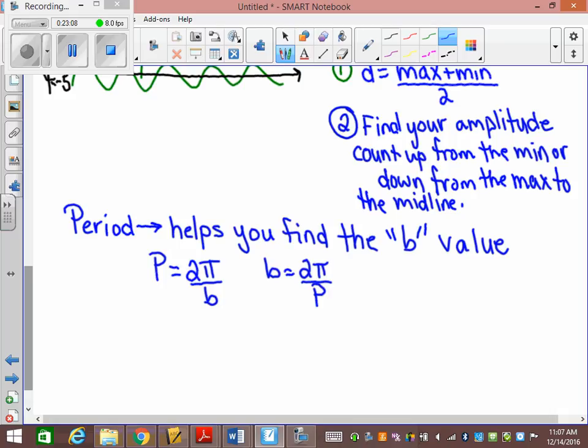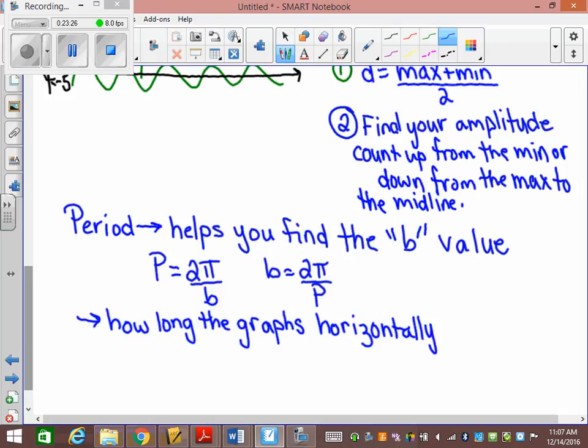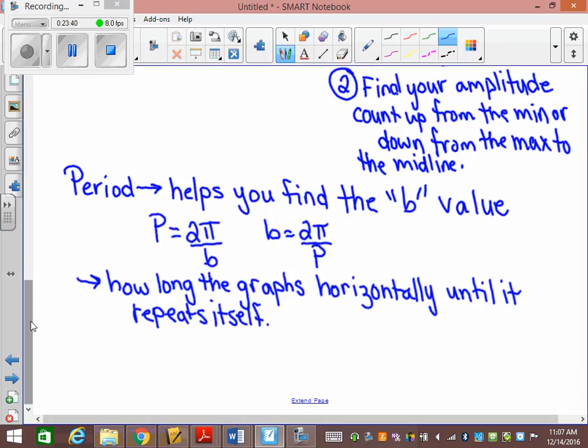What is the period? Well, the period of the graph is how long it takes till it repeats itself. The graph takes horizontally until it repeats itself. Some easy ways to find this is from a max to a max. So how far horizontally it takes to get from a max to a max, because once you hit a max, back to a max again, now you're repeating yourself, okay?